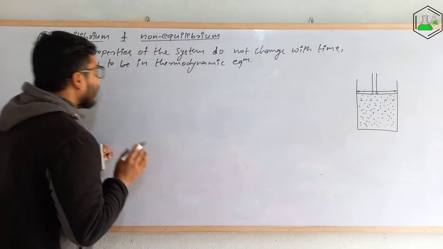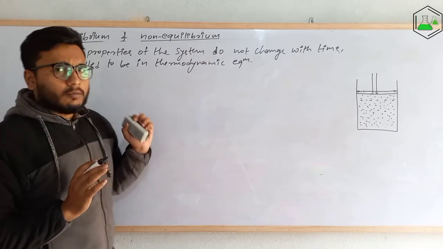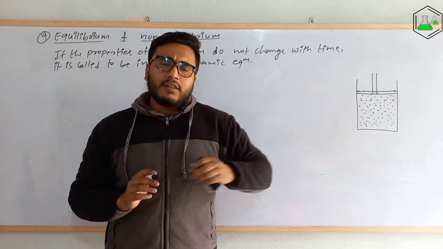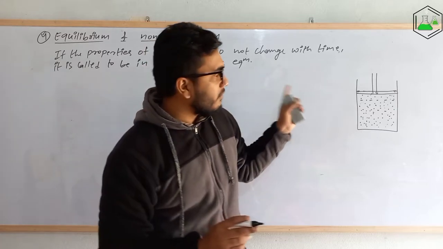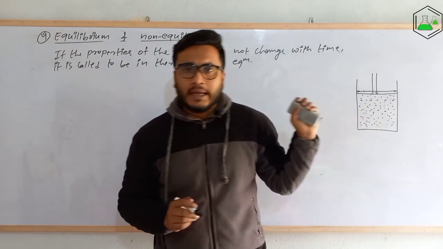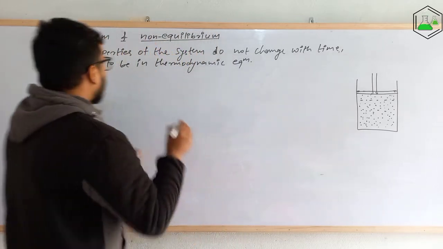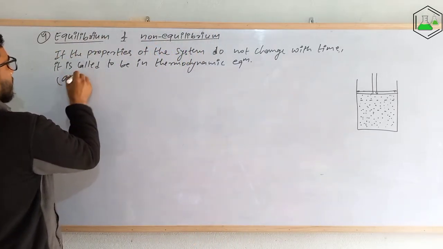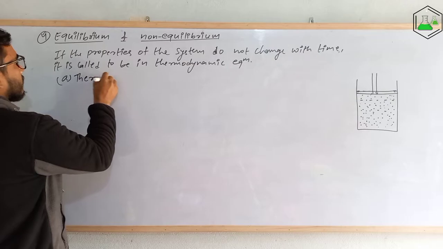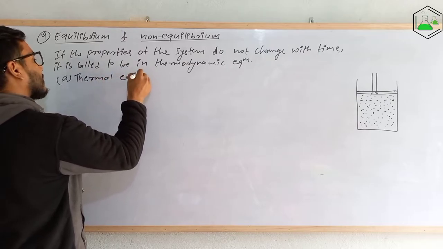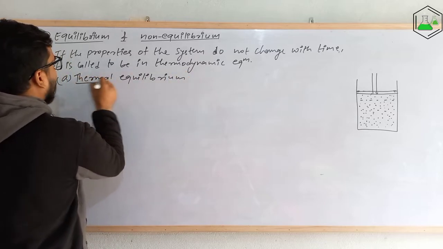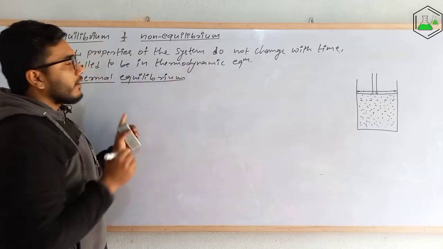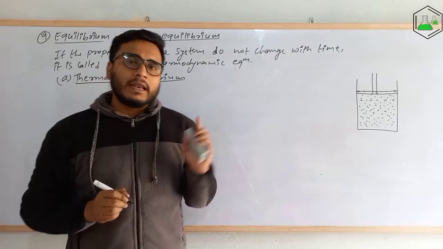Okay. So, for a system to be in thermodynamic equilibrium, it must satisfy different criteria. There are three criteria that must be satisfied by the system in order to be in thermodynamic equilibrium. The first one is thermal equilibrium. That means the system must have thermal equilibrium in order to be in thermodynamic equilibrium.